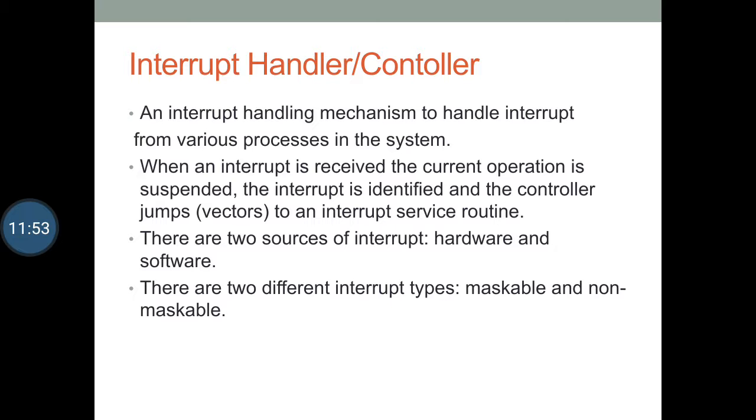There are two types of interrupt signals, that is maskable and non-maskable. Maskable interrupt can be disabled and enabled, while non-maskable interrupts cannot be disabled and are therefore always enabled. When a specific interrupt occurs, the interrupt handler automatically branches to an address associated with that interrupt.